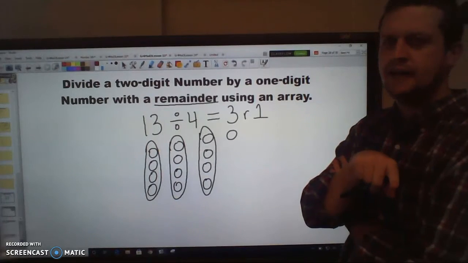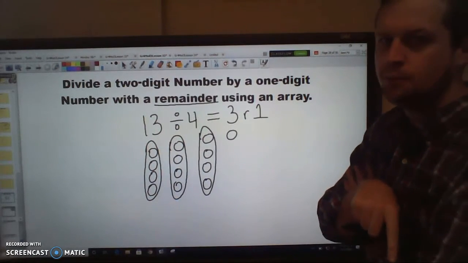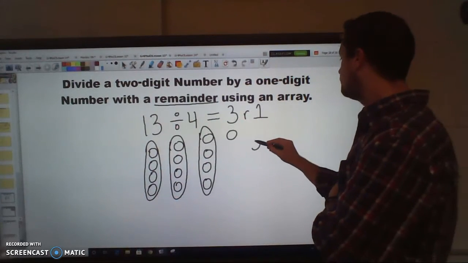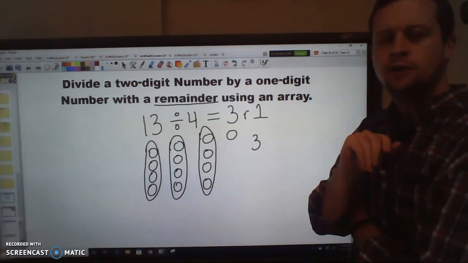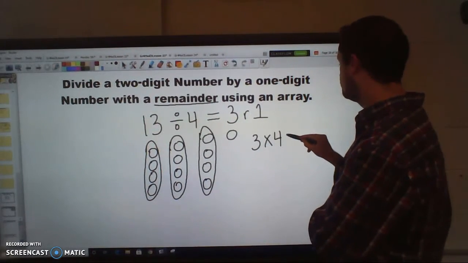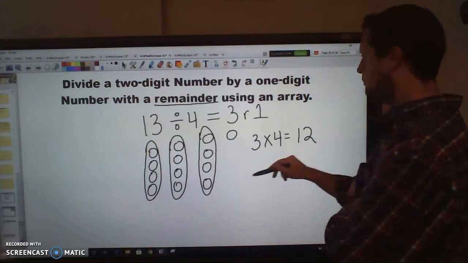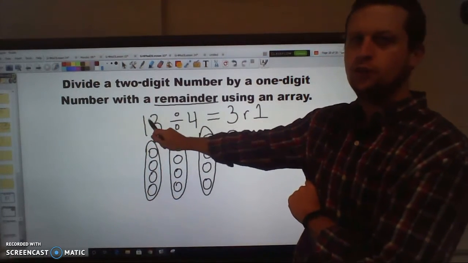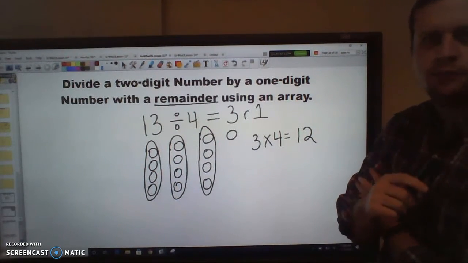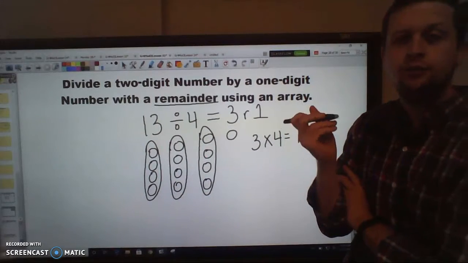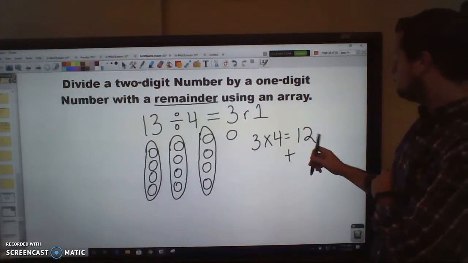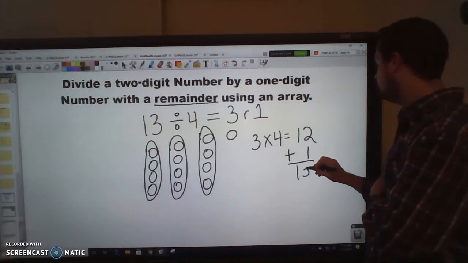Now remember what I said last time. To check a division problem, we're going to use multiplication. So there are 3 groups of 4 students. So 3 times 4 equals 12. But remember, it's not 12, it's 13. So how can we go from 12 to 13? Well, you're probably thinking, well, Mr. Jensen, all you got to do is add 1. That's right. We add our remainder back. So 12 plus 1 is 13.